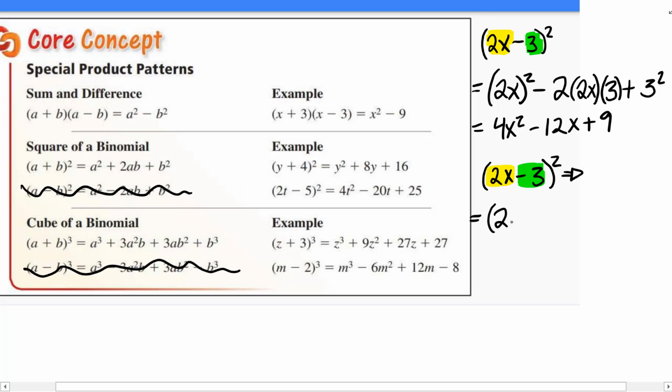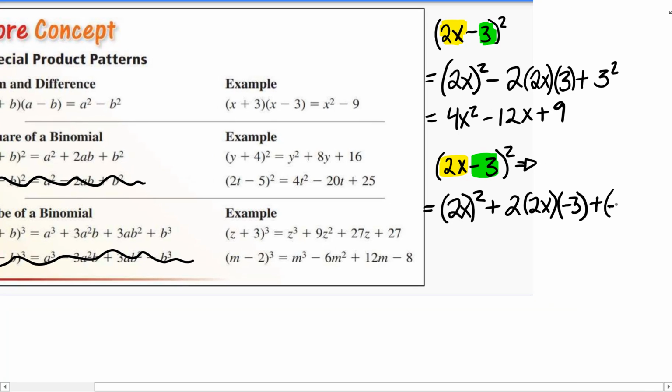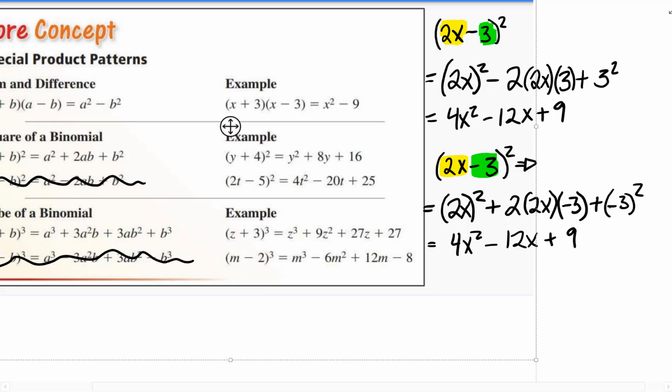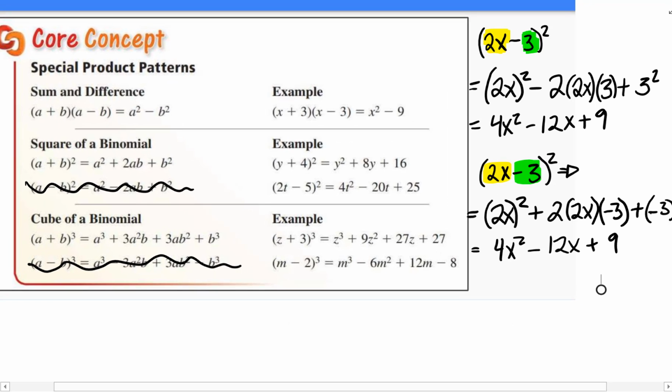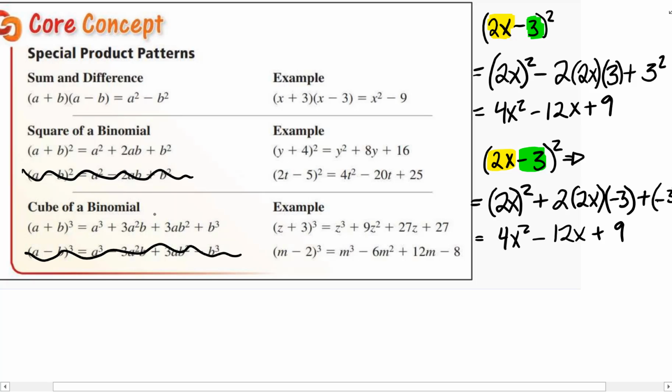This would expand to be 2x squared plus 2 times a times b, which is negative 3, plus b, which is negative 3, squared. And this will actually give you the same exact expansion. Don't forget there's a negative there. And you wouldn't need to memorize or recognize the negative versions of these expansions.